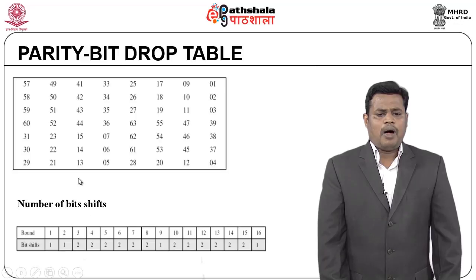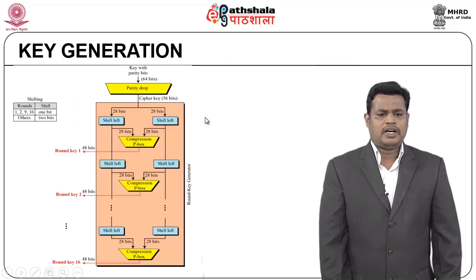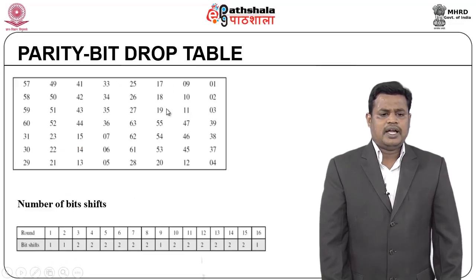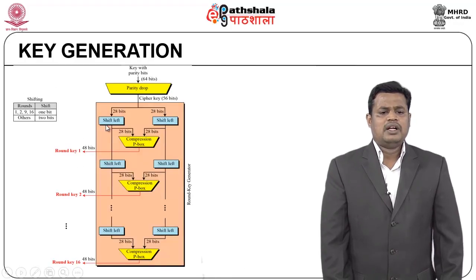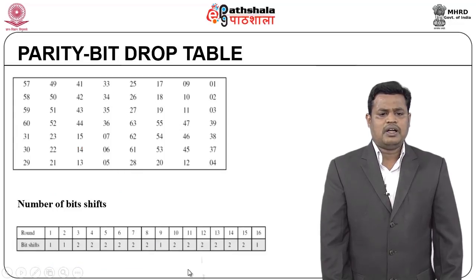The parity drop is shown here in the table of how the parity bit is dropped, and that is the initial step. Then the next step we need to understand is the number of bit shifts that happen, with respect to the shift left block, and how we are going to shift the bits.